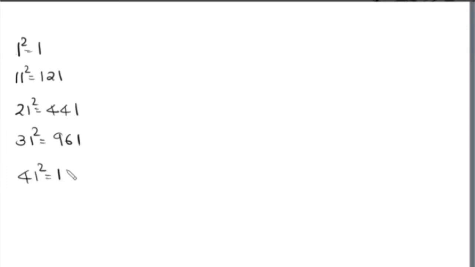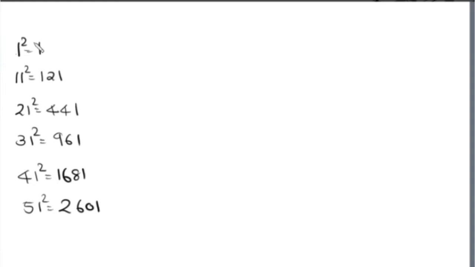Next number ending in 1 will be 11. How much is 11 square? All of us know it is 121. What about 21 square? It will be 441. What about 31 square? 31 square is 961. 41 square is 1681. And 51 square is 2601. So there is a pattern all these numbers are following.